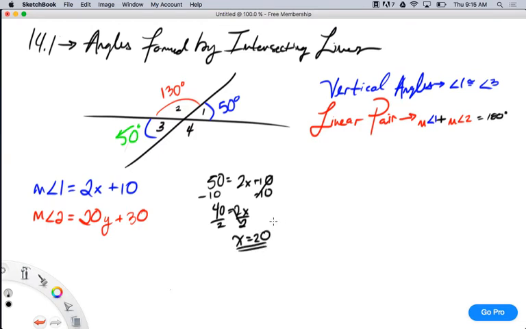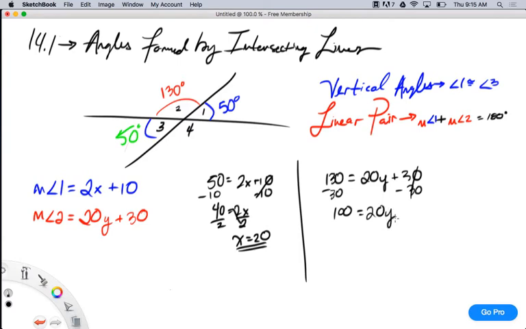So that's done. And then to solve for y, I use 130 is the measure of angle 2. So 130 equals 20y plus 30. Subtract 30 from both sides. I get 100 equals 20y. Divide both sides by 20. I get y equals 5. Is that pretty clear? I think that's pretty straightforward. Any questions on that? So that's a good example of something I could ask you on the test.